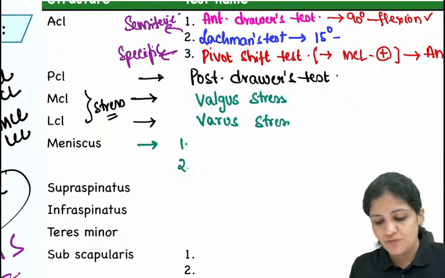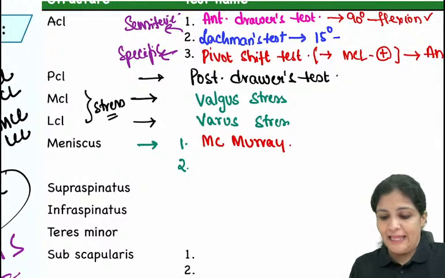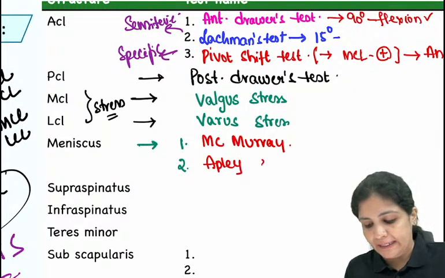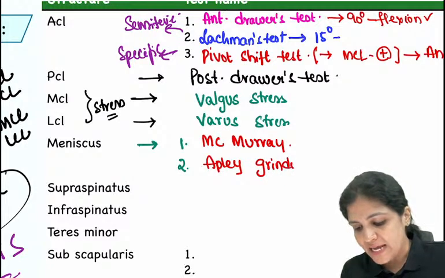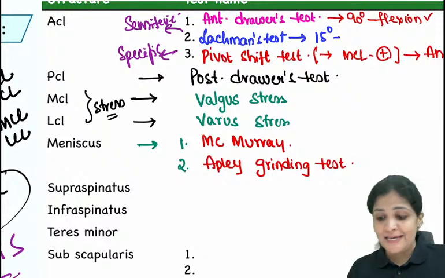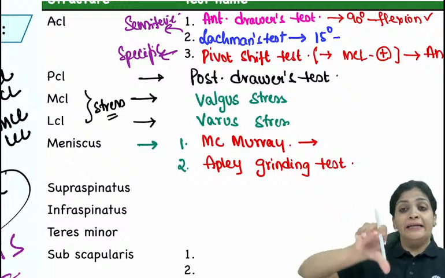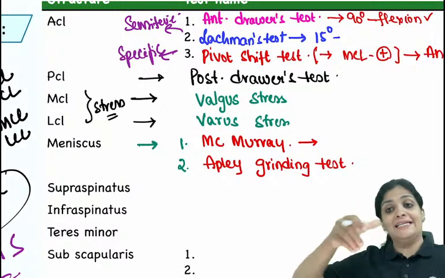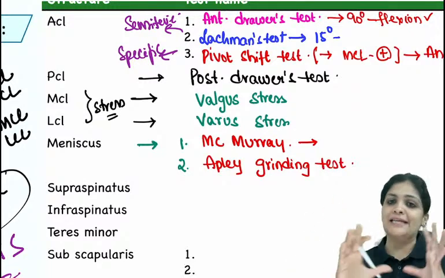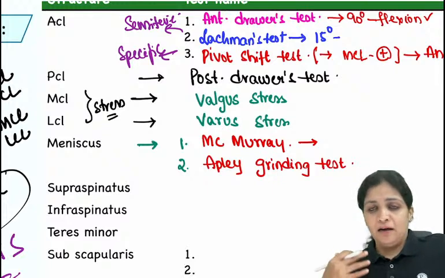And how do you test the meniscus? Here again, we have two tests for meniscus. One is McMurray's test, and then you have the Apley's grinding test. McMurray's test is again done in 90 degrees of flexion. Now we try to internally rotate and externally rotate. Both the medial meniscus and lateral meniscus are examined. Whenever you internally rotate, the medial meniscus is examined, and whenever you externally rotate, the lateral meniscus is examined.